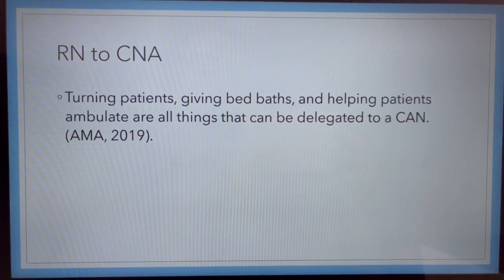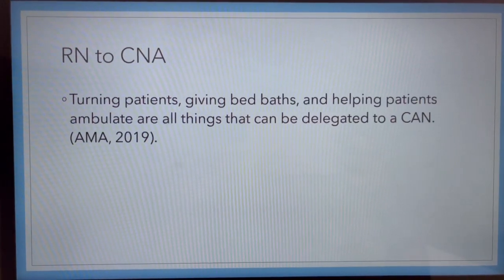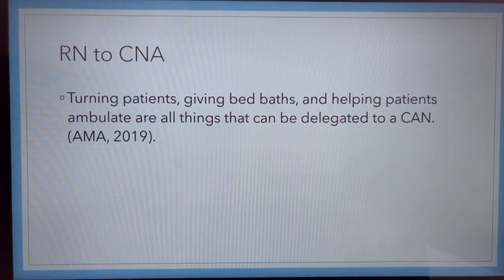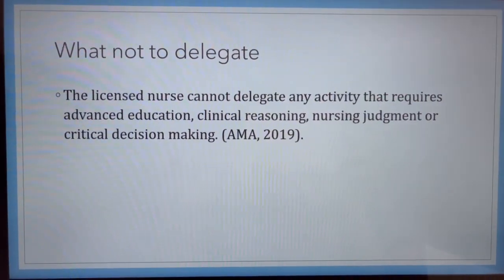RN to CNA. Treating patients, giving bed baths, and helping patients ambulate are all things that can be delegated to a CNA. What not to delegate.